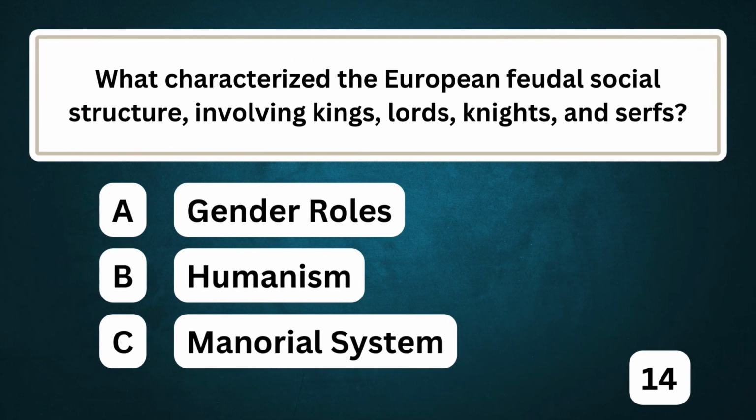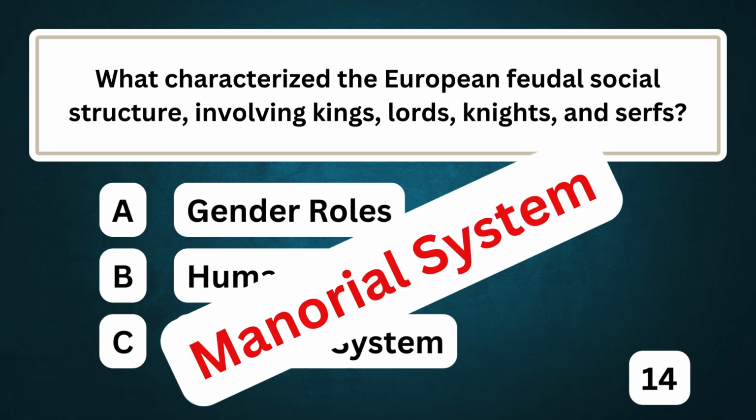What characterized the European feudal social structure involving kings, lords, knights, and serfs? The European feudal social structure involved kings, lords, knights, and serfs within the manorial system.